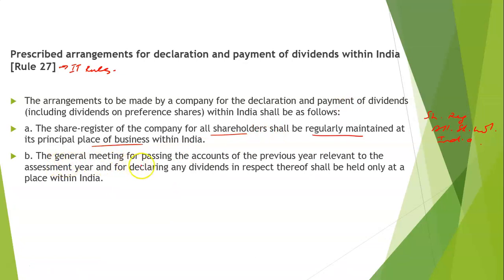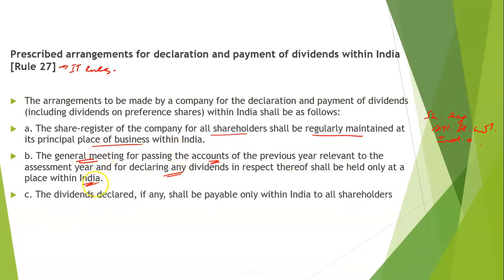Second, the general meeting for passing the accounts of the previous year relevant to the assessment year and for declaring any dividends in respect thereof shall be held only at a place within India. That is the annual general meeting of a company, wherein the accounts are finalized and the decision for declaring dividends is made, is done in India. So this general meeting is conducted in India.